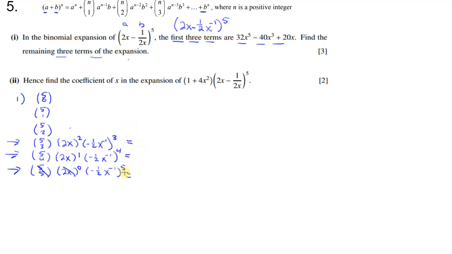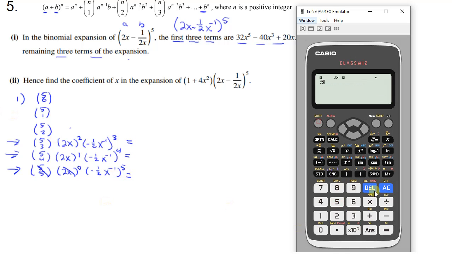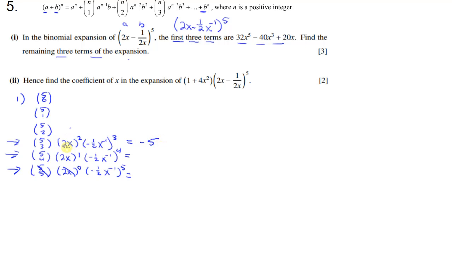And then all I've got to do now is figure out each one of these terms. So I'm going to use my calculator, and I'm not going to write a bunch of stuff down. So this is going to be 5 choose 3 times 2 to the second times negative 1/2 to the third. And when I get that, I get a negative 5. And then the x's will be x squared times x to the negative 3. Well, you add the exponents, so that's going to end up being x to the negative 1.